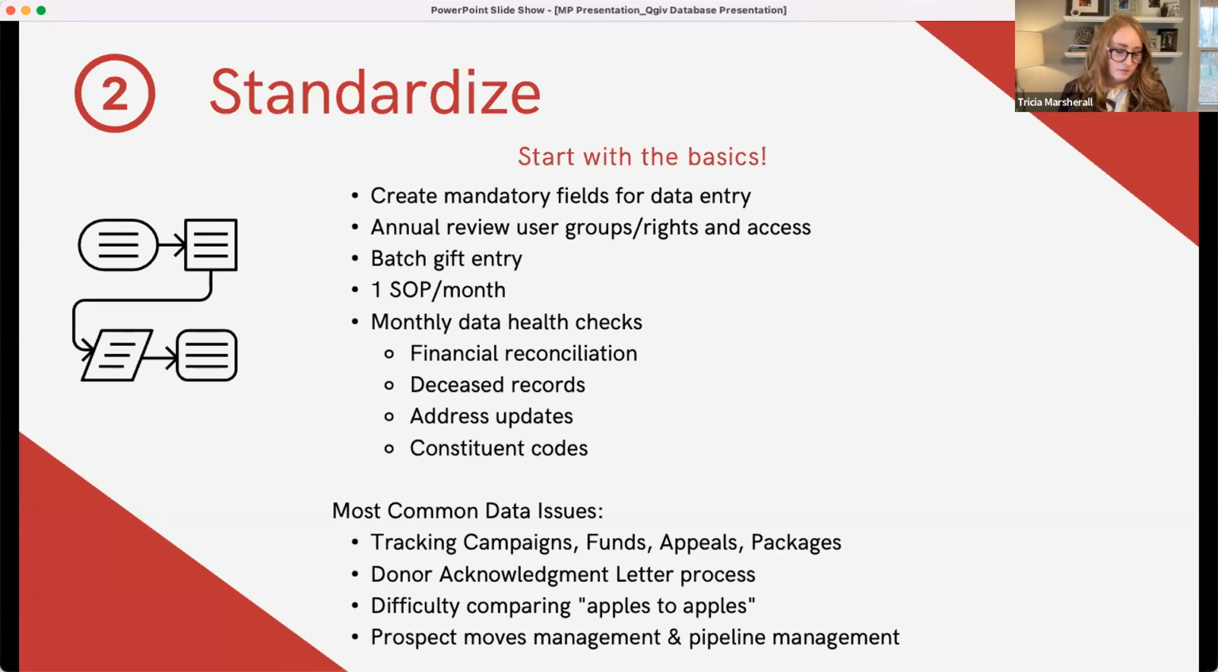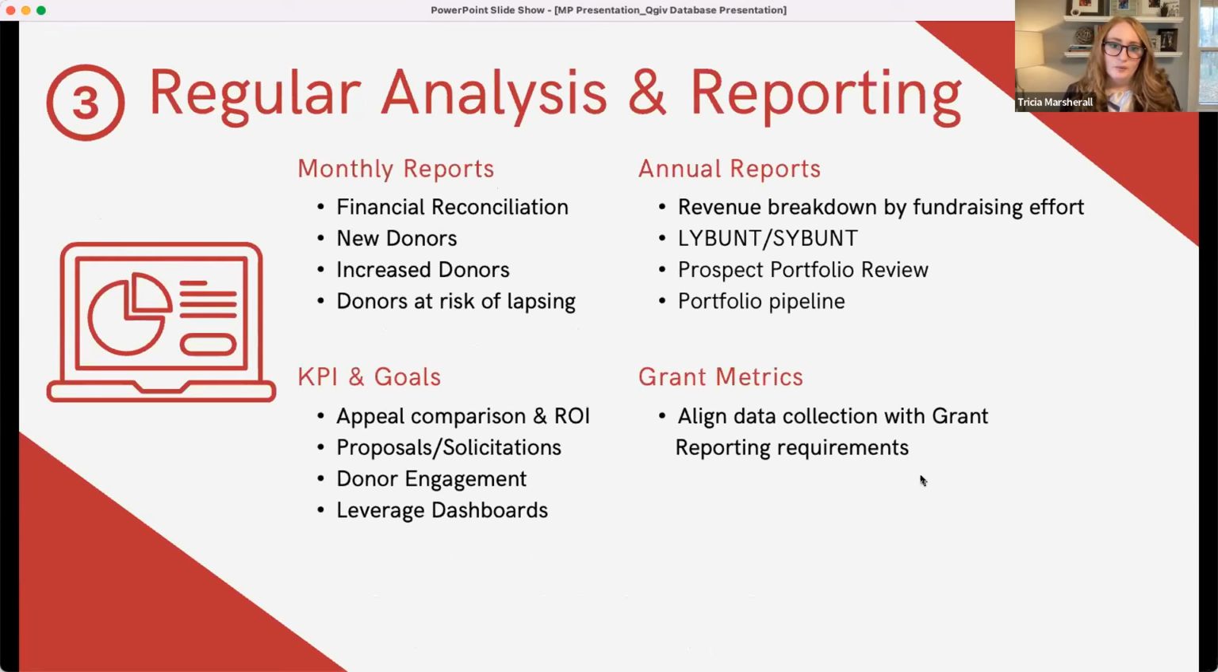One of the pain points that we often hear is difficulty comparing apples to apples. So when we come in to work with the organizations that we work with, we often recode gifts, at least over the course of the last three years, so that there's consistency in campaigns, funds, appeals, and packages, so that we can compare apples to apples for your donors. And then another key pain point tends to be your prospect moves management and your prospect pipeline management.